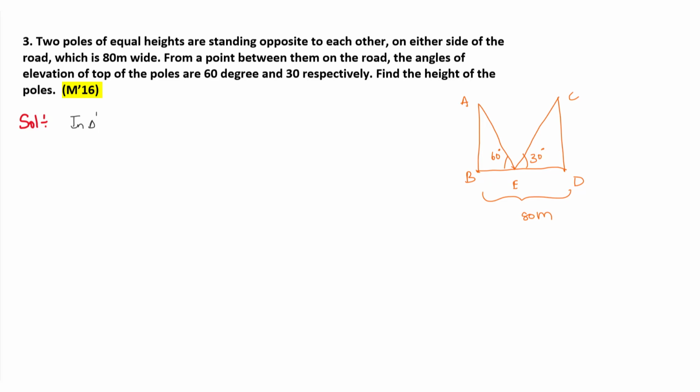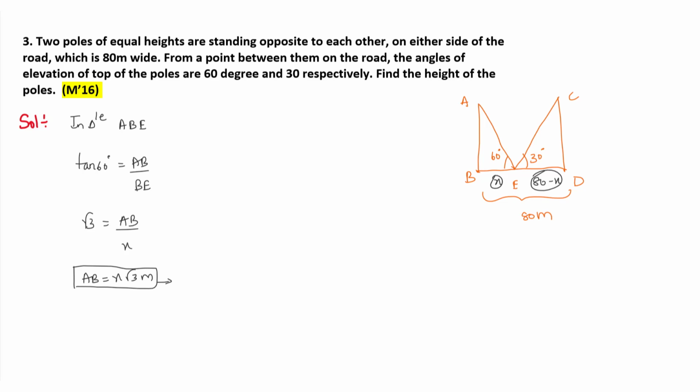In triangle ABE, we have tan 60 as AB by BE. Tan 60 is root 3, AB we don't know, and considering BE as x, ED will be 80 minus x. So BE is x here. AB will be x root 3 meter. This is our equation 1.